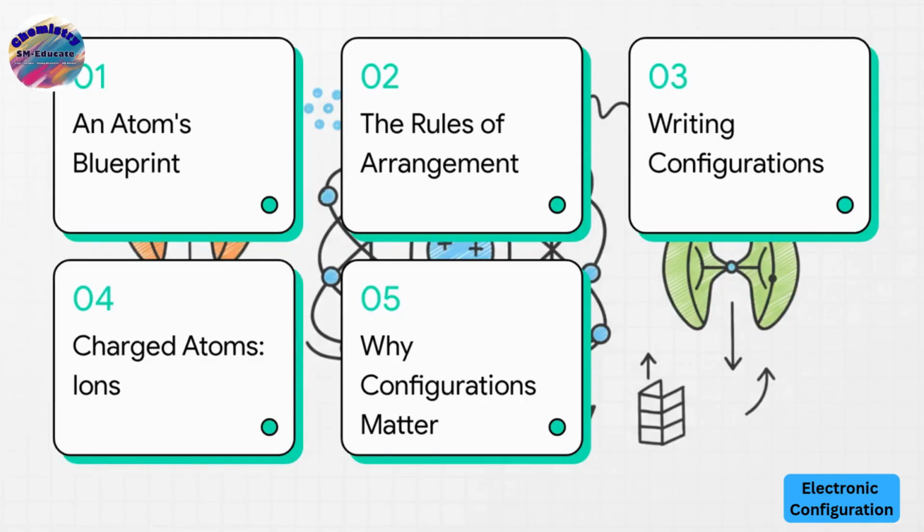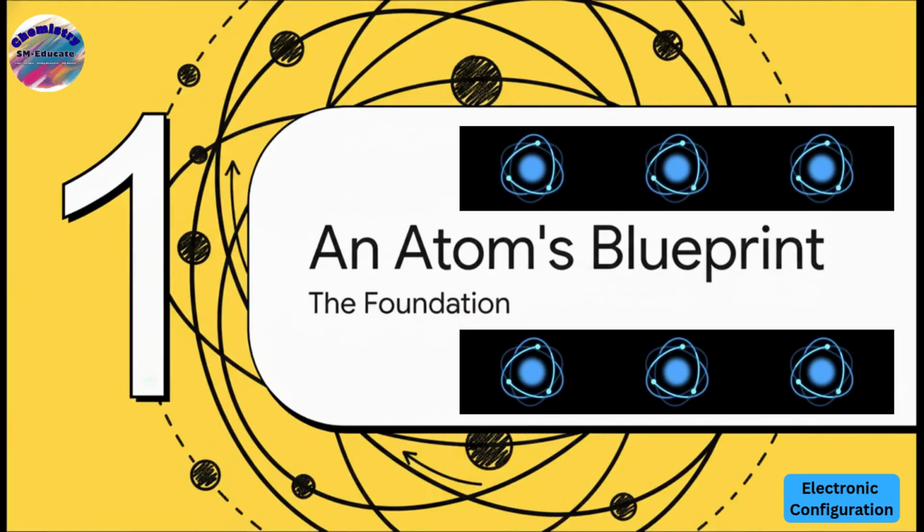Here's the game plan. I'll start with the atom's basic blueprint. Then we'll get into the three crucial rules that tell electrons where to go. After that, we'll actually practice writing these configurations out and see what happens when atoms become charged ions. And finally, we'll zoom out and see why this all matters so much in the big picture. Okay, let's jump right in.